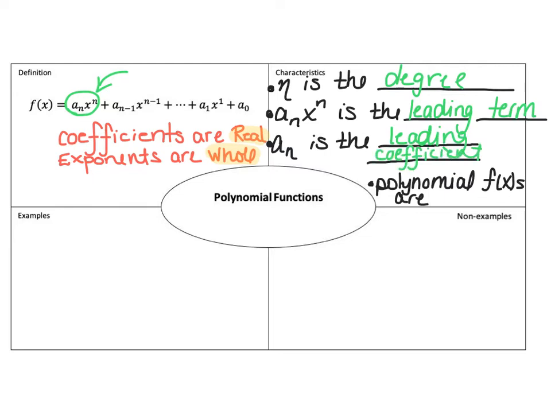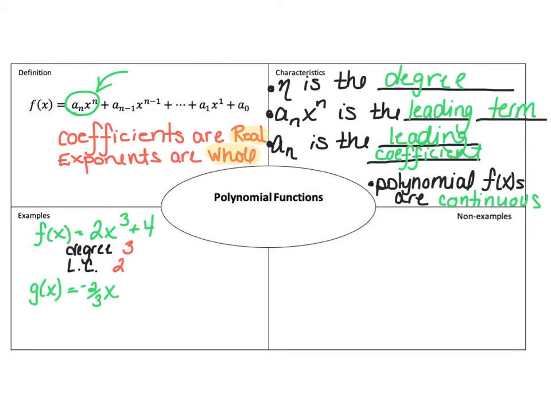And it'll be easier once I show you some actual examples to identify these things. And finally, all polynomial functions are continuous. So let's look at a few examples of things that would be polynomial functions. So f of x equals 2x to the third plus 4. So all my coefficients are real and all my exponents are whole. So my degree is 3 because that's the highest exponent on the variable, and my leading coefficient is 2.